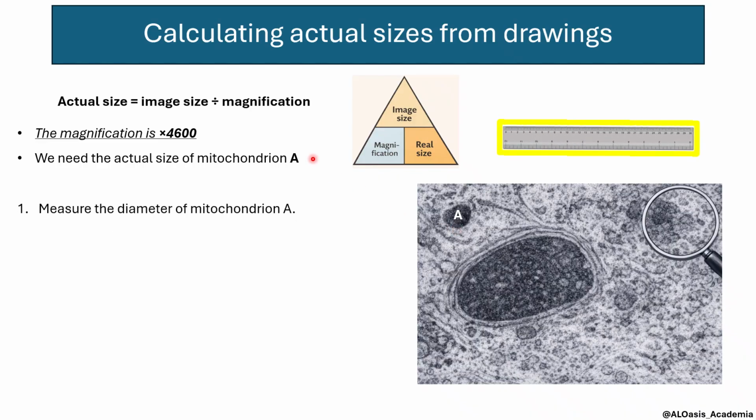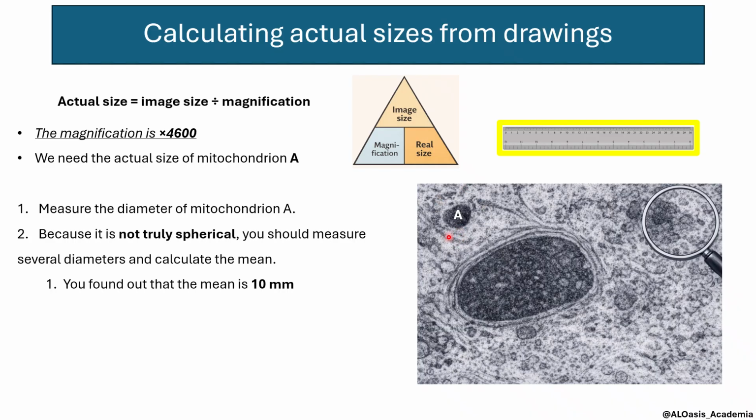The first thing that you need to do is to measure the diameter of this organelle using your ruler. Because, as we can see here, this structure is not truly spherical, you should measure several diameters and then calculate the mean. Let's say that after measuring several diameters and calculating the mean, you found that the diameter of this mitochondrion A is 10 millimeters.